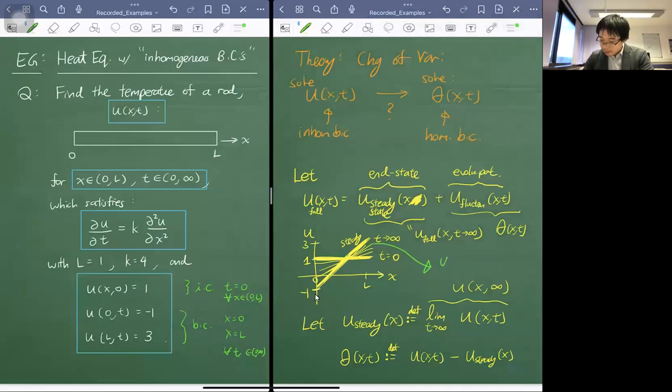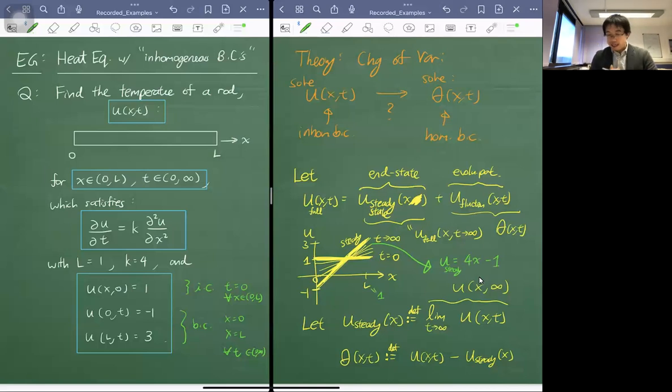What's the gradient here? What's the slope? It's 4, right? If L equals 1, then the gradient is rise over run. Rise is 4 units from -1 to 3. It's 4 units. And the run is 1. Okay, so it's 4x, and then the y-intercept is -1. Okay, 4x minus 1. So u steady is 4x minus 1.